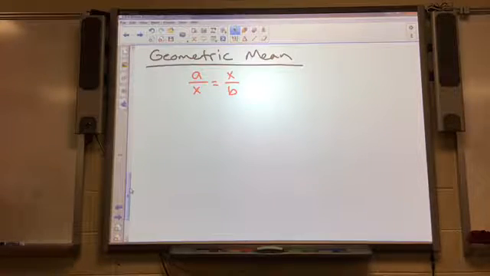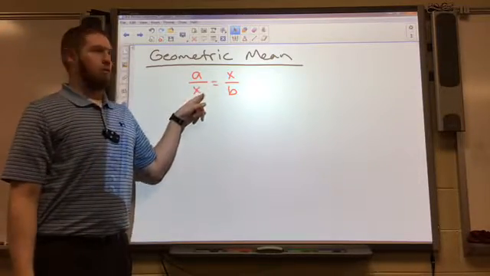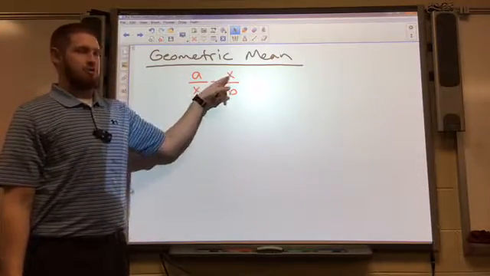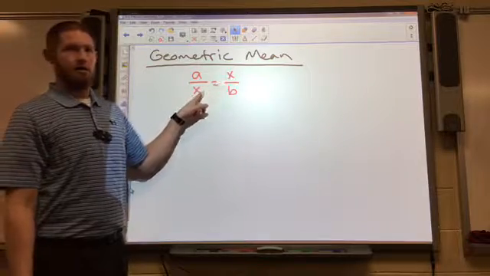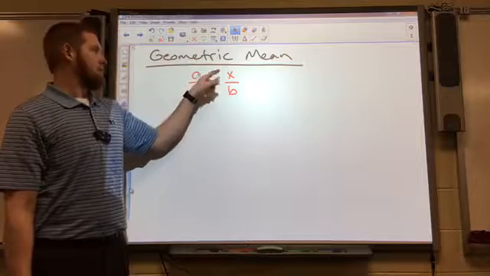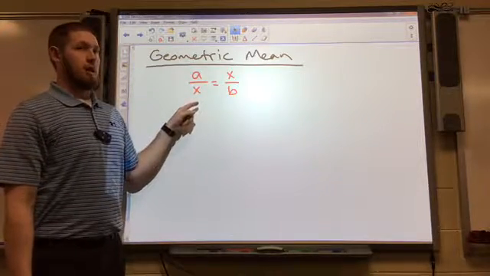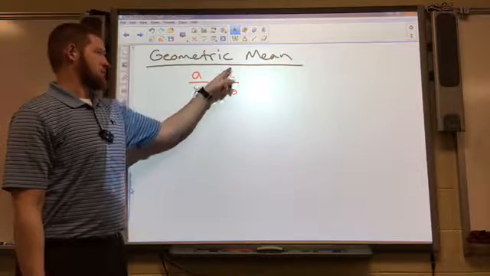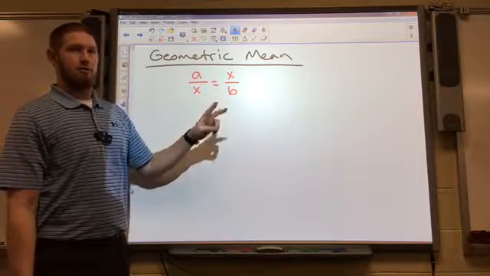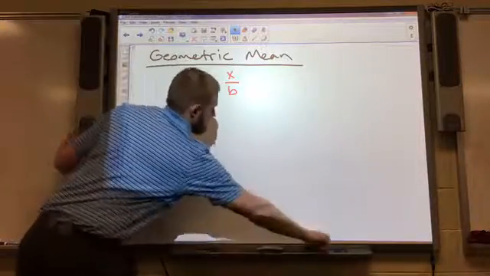Okay. Now, when I cross multiply this, what am I going to get here? No, I won't get 2x. I'm going to get x squared. I'm not adding. I'm not saying x plus x. I'm saying x times x. When you multiply variables, you do what with their exponents? You add them. So x to the first times x to the first is x to the second, because 1 plus 1 is 2.